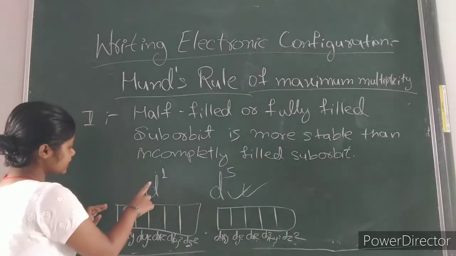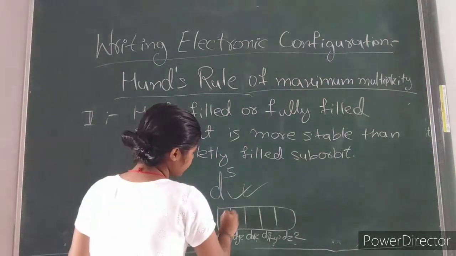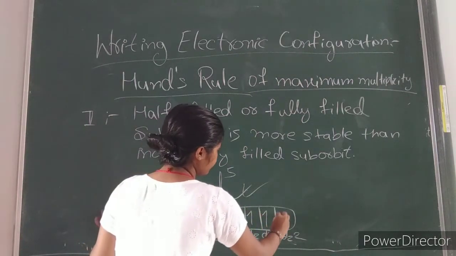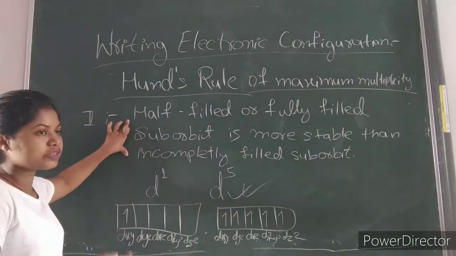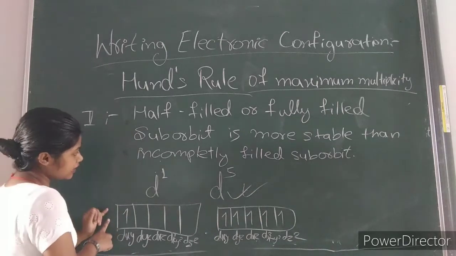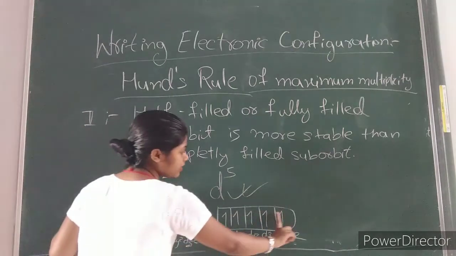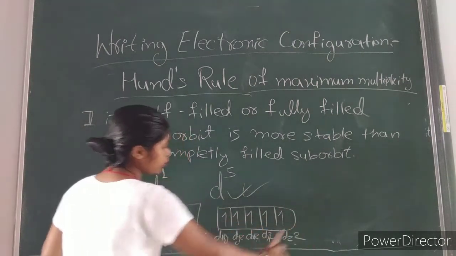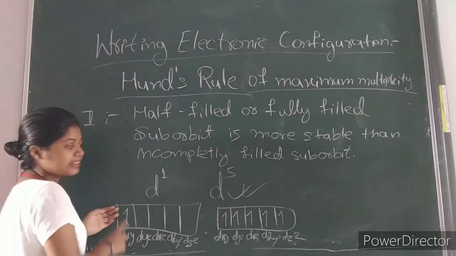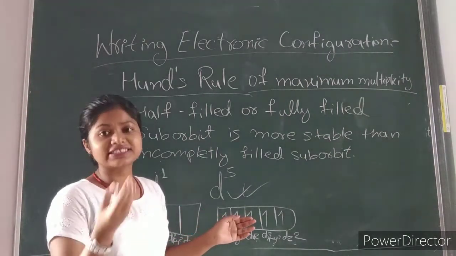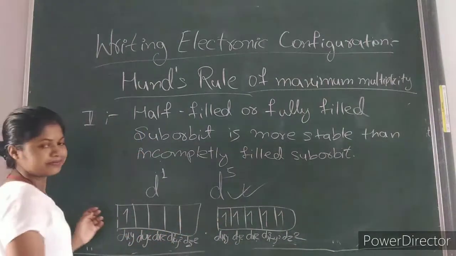So here, students, we put D1 and D5, so put here 1, 2, 3, 4, 5. The reason behind half filled or fully filled being more stable is that in D1 there is only 1 electron, while in D5 there are 5 electrons filling the 5 suborbitals. It is more symmetrical than D1, and symmetry leads to higher stability. That's why D5 is more stable than D1.